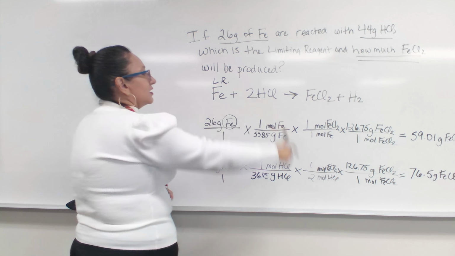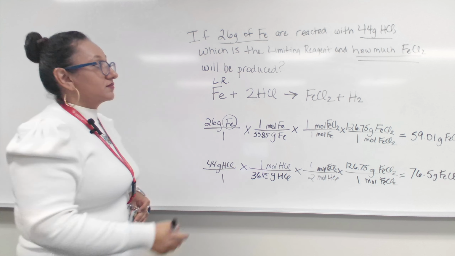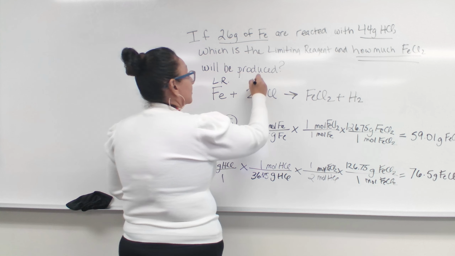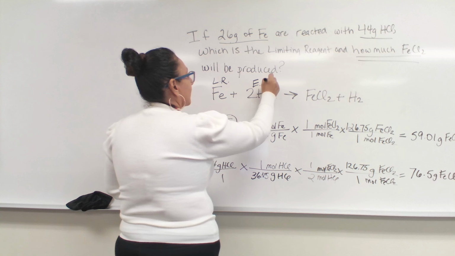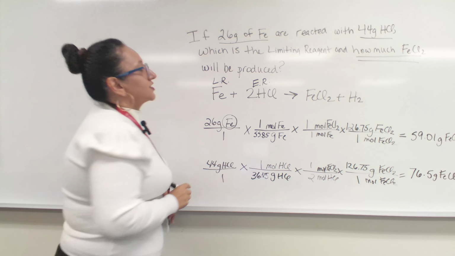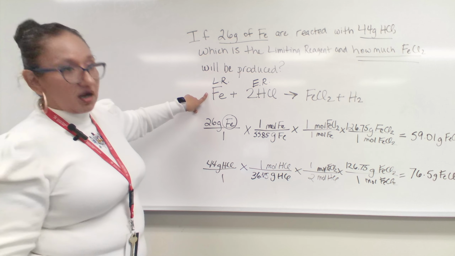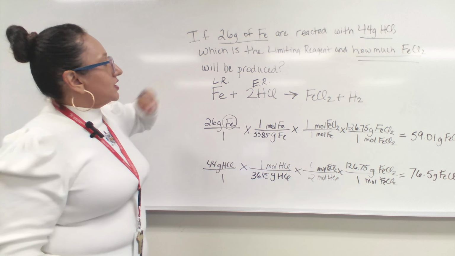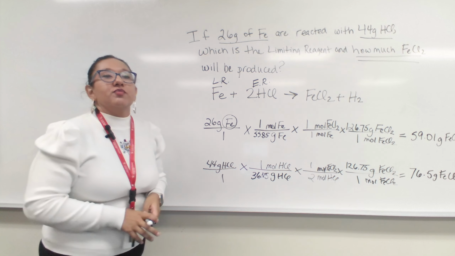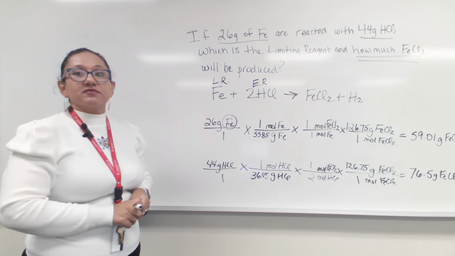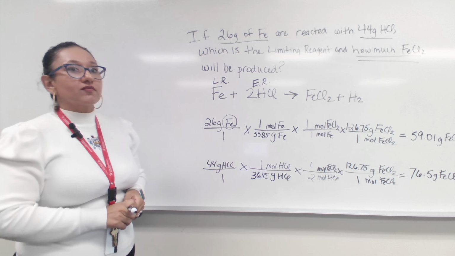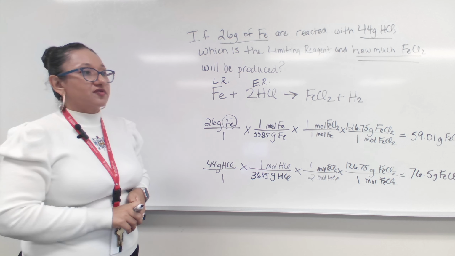So what does that mean HCl is? The excess reagent, at least 44 grams of it. Question said, which is a limiting reagent? Iron. And how much iron 2 chloride will be produced? How much? How much will be produced?